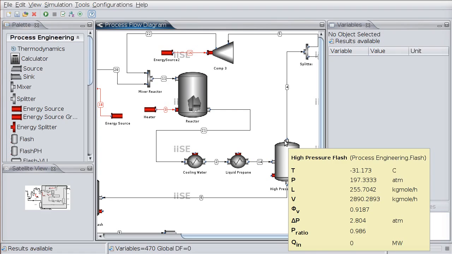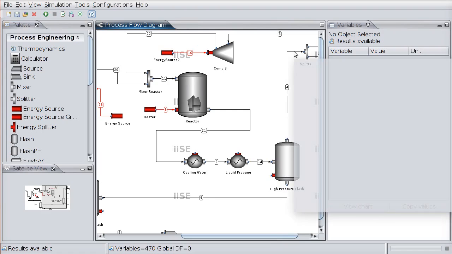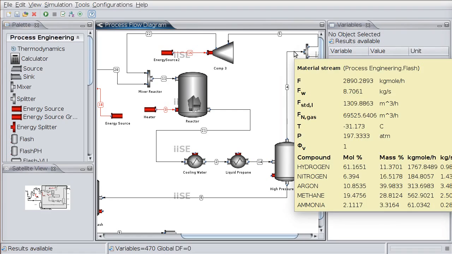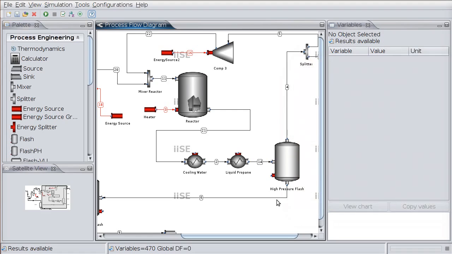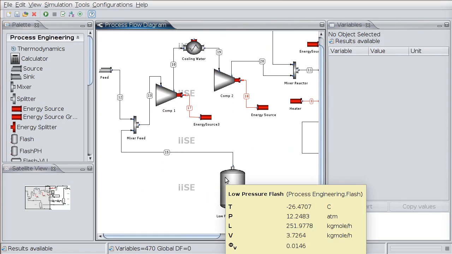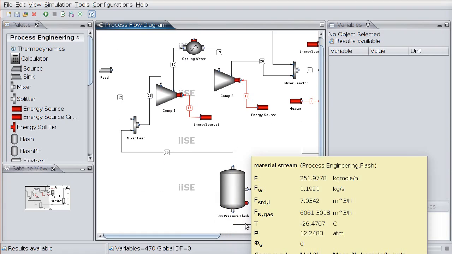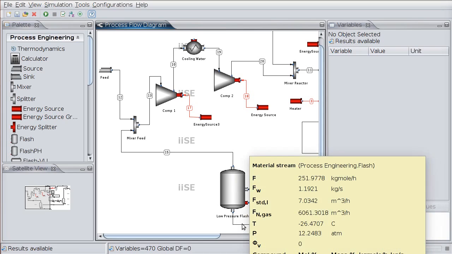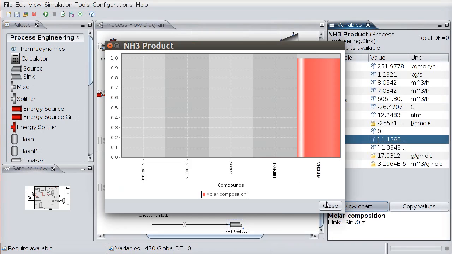In the vapor phase, we get a stream rich in hydrogen and a few ammonia, but still at high pressure. Then the liquid stream goes to a second separation. In this second stage, we have lower pressure, and on the bottom we will have our product, liquid ammonia. Let's check the composition. We have high purity ammonia.